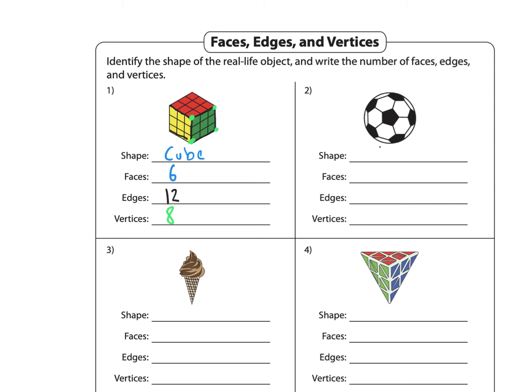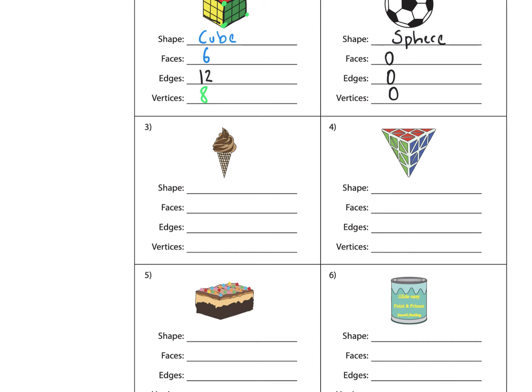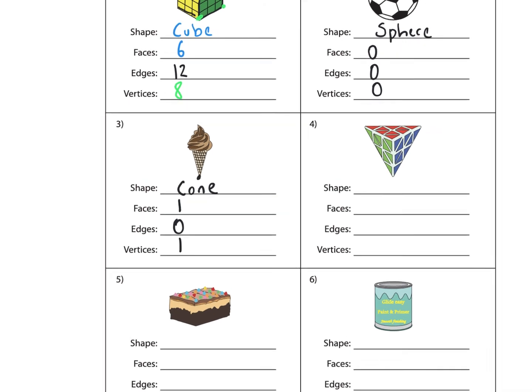My next shape is my sphere. And remember, this is rounded, so rounded surfaces means there's no faces, there's no edges, there's no vertices. Think about our cone now. So a cone is rounded on the bottom, so there's only one face on the top. I don't have any edges because it's rounded there. And my vertices, I only have 1 point at the bottom.